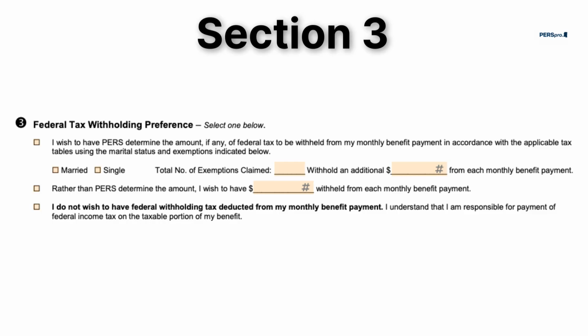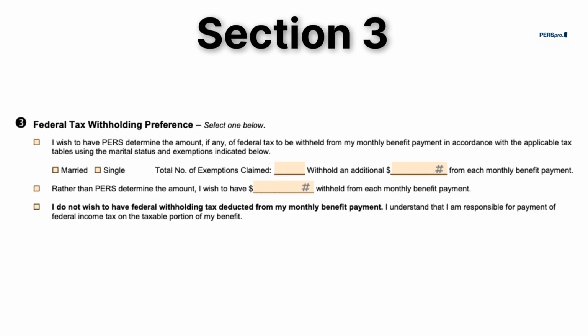If you want the most amount withheld for federal income tax purposes based on IRS tax tables, you would select single and 0 exemptions. With the table-based withholding, you can also withhold an additional amount by writing in an amount next to the number of exemptions. This will be the additional amount withheld each month, not each year, so be careful. Option 2, fixed dollar withholding.